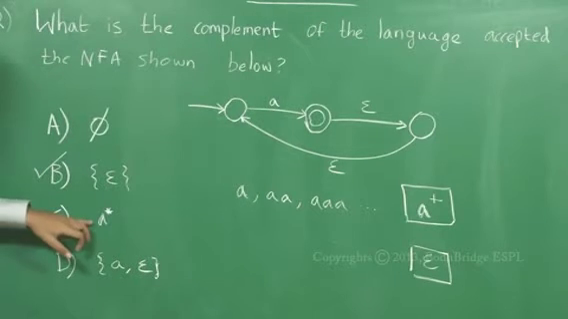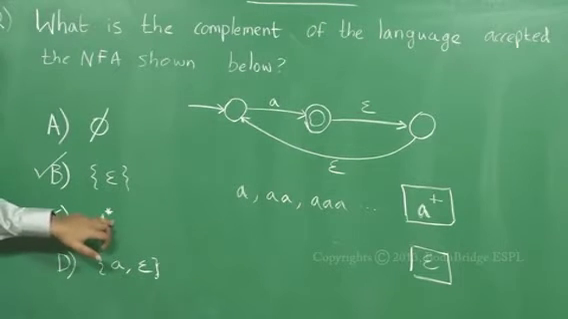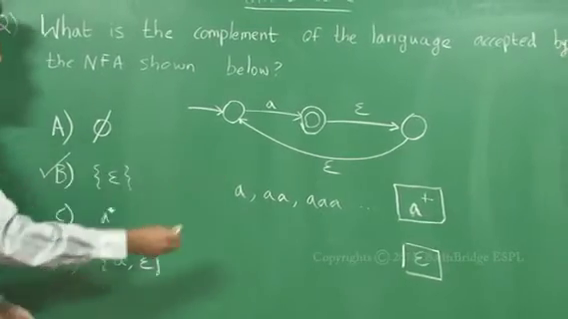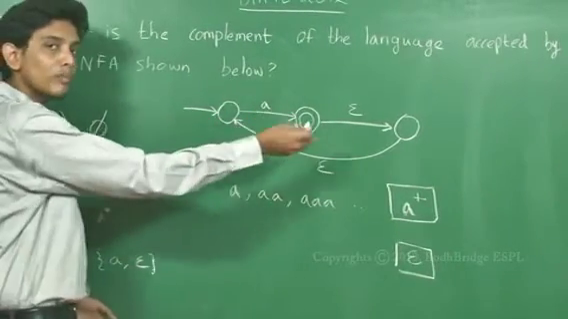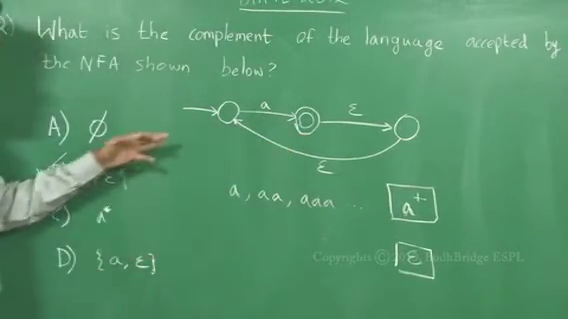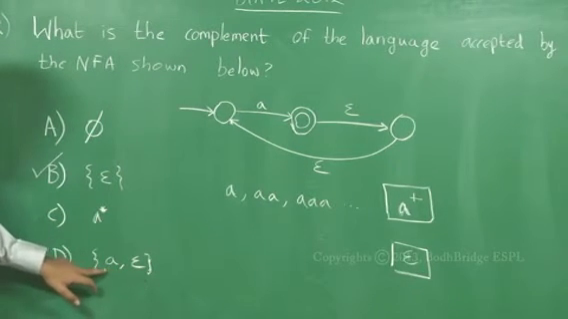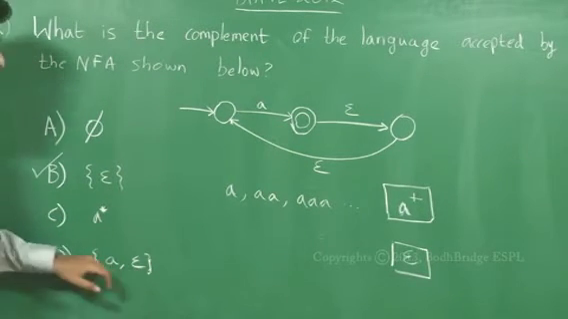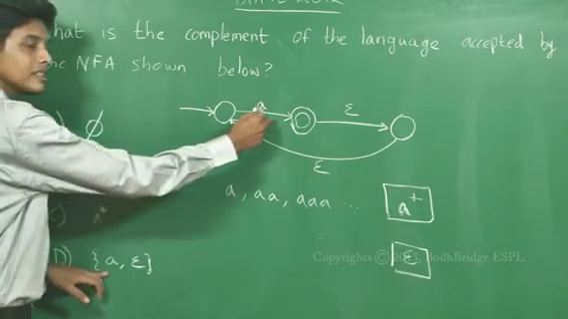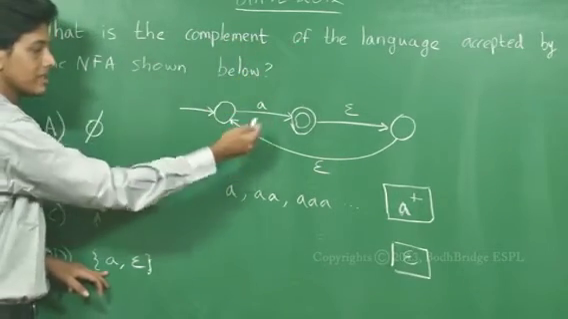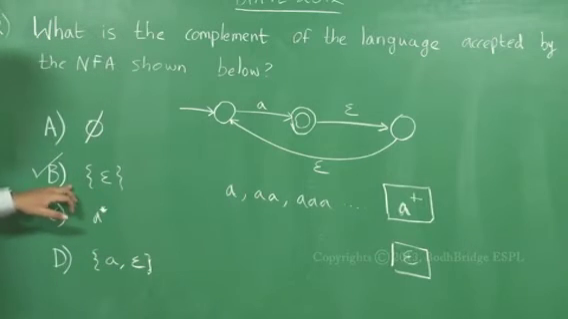Option C, A star, basically says A star means it can have 0 A's or 1 A or 2 A's or 3 A's. But you say that 0 A's is not possible to be accepted here. So that is not the answer. Option D, if you see, it says A comma epsilon can be accepted, but A is accepted by this NFA itself. So that is not the complement of the language accepted by this NFA. So option B is the right answer.